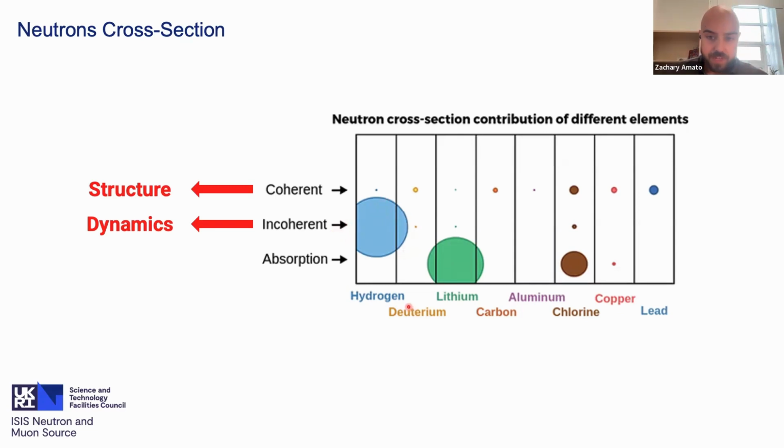But the important thing to look at here is that there's a very big difference in the hydrogen and deuterium cross sections. You can see that the hydrogen has a huge incoherent cross section, which means that it has a huge background, which is difficult to get rid of when you're trying to look at structure. Deuterium doesn't have that problem, which is why it's very common for us to swap these two, and that's used heavily across all of the different fields of neutron scattering.